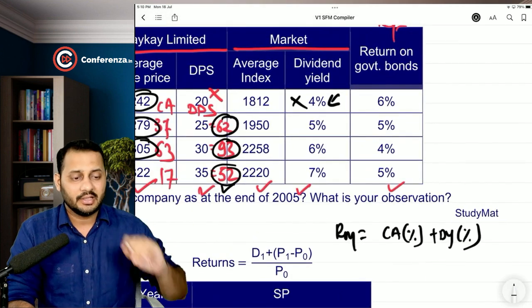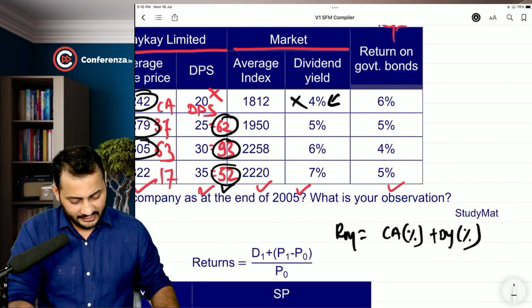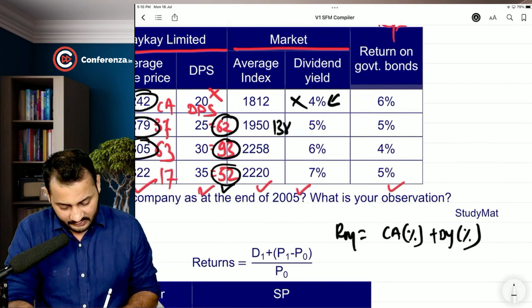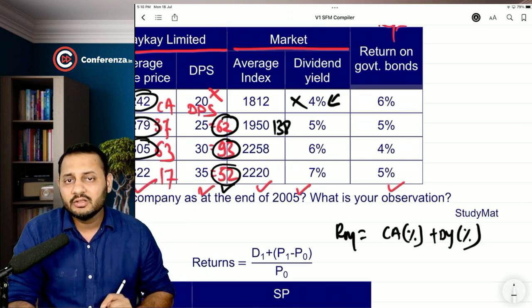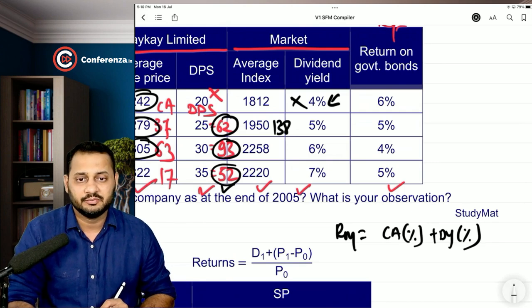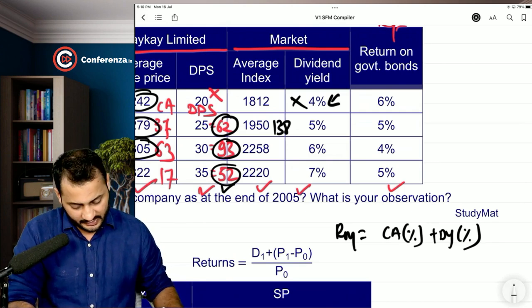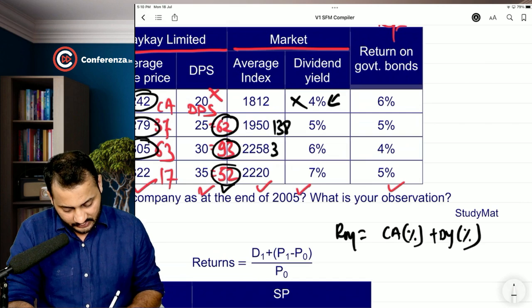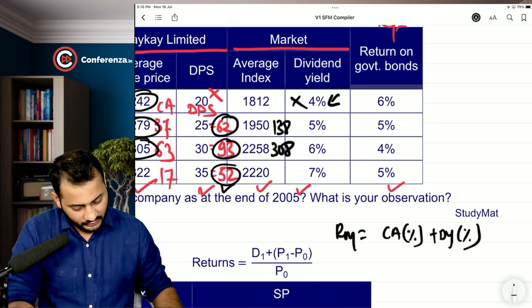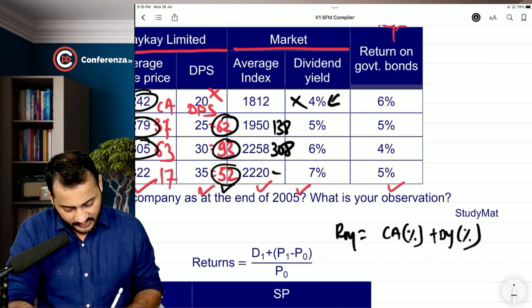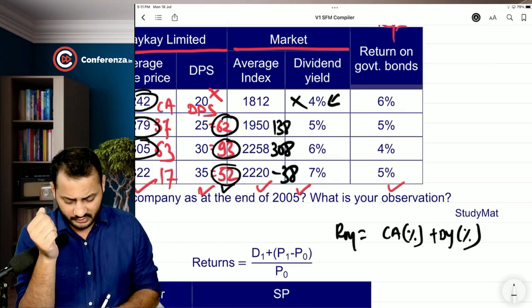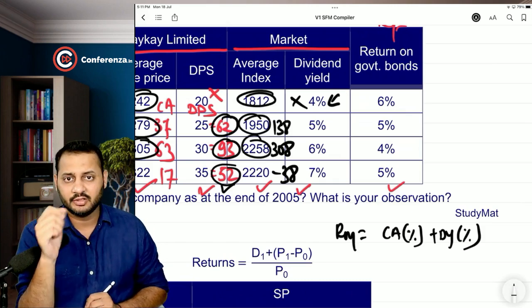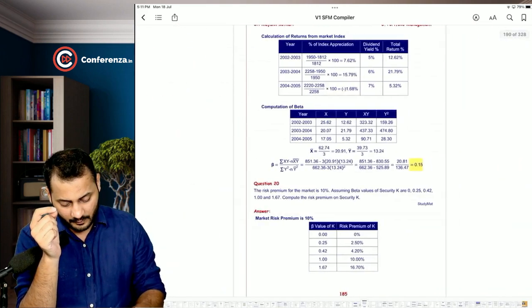Then calculate the capital appreciation. 1950 minus 1812. That's 138. But don't stop here. 138 divided by 1812 will give you the capital appreciation yield. Okay. 2258 minus 1950, 308. 2220 minus 2258, that's minus 38. Now divide this capital appreciation or loss with the previous year's figure to get the yield.